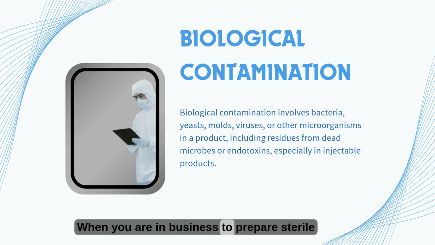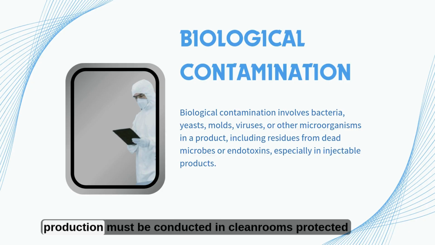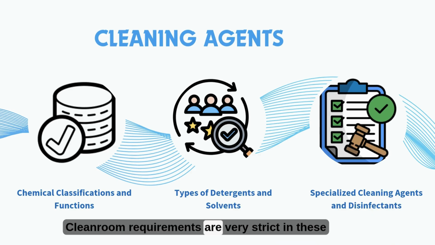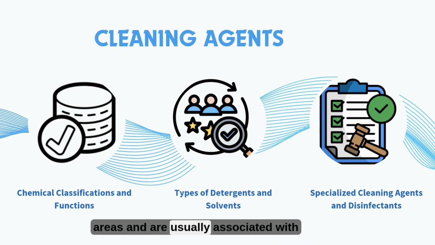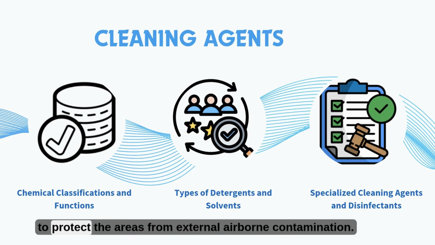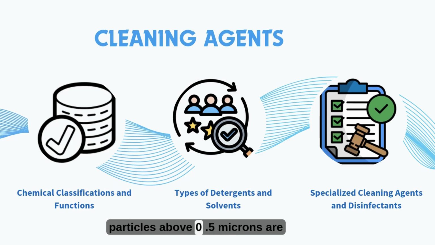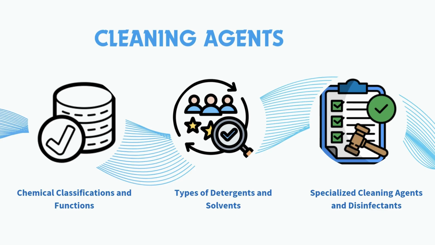When you are in business to prepare sterile products, production must be conducted in cleanrooms protected by high-efficiency particulate air (HEPA) air filters. Cleanroom requirements are very strict in these areas and are usually associated with positive room pressures, overpressure, to protect the areas from external airborne contamination. Usually, 99.97% of all airborne particles above 0.5 microns are excluded by the HEPA filters.